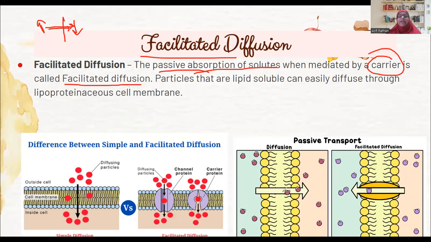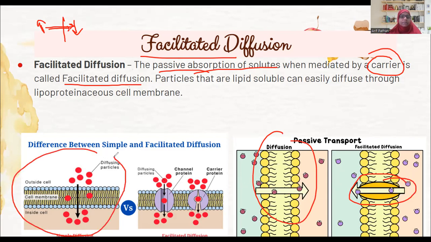But in facilitated diffusion, there will be carrier molecules. As you can see over here, in simple diffusion, this is happening. In facilitated diffusion, a carrier molecule, mostly protein molecules embedded in the lipid bilayer, will do this work. Here also you can see simple diffusion, movement of particles from higher to lower, from outside of the cell to inside. And here channel proteins and carrier proteins are there. These are facilitated diffusion, so they will go through a gate or a protein.